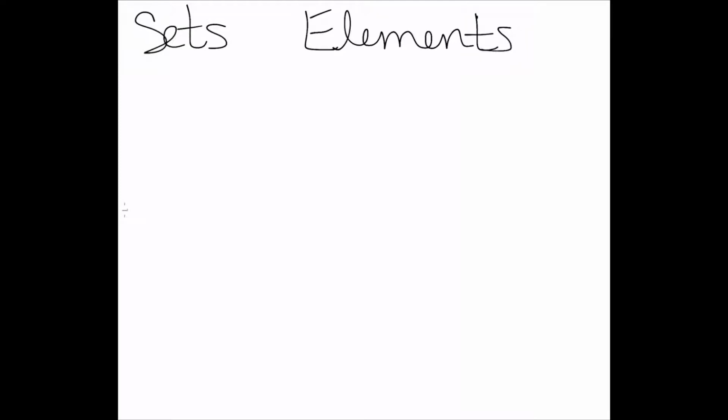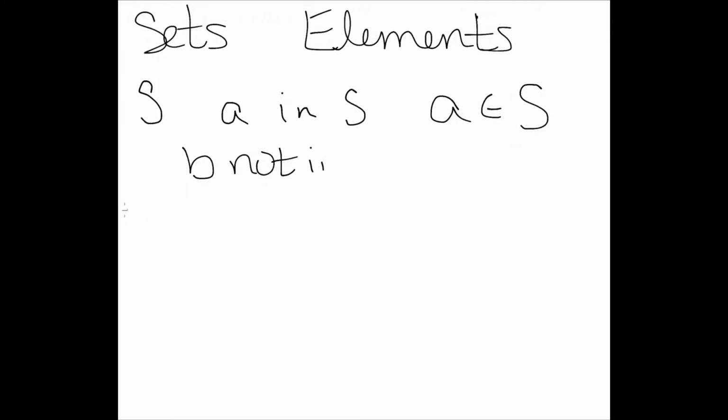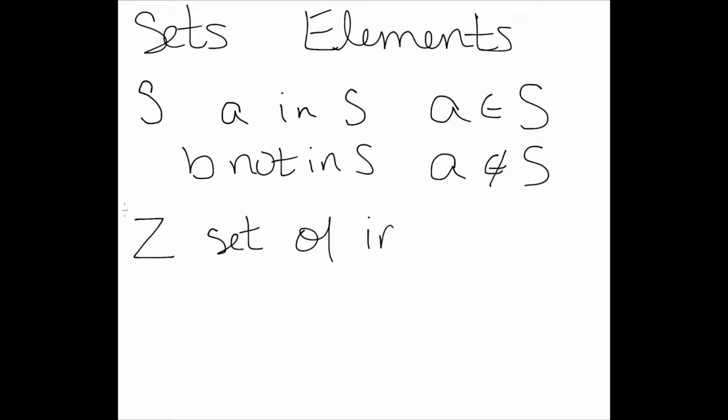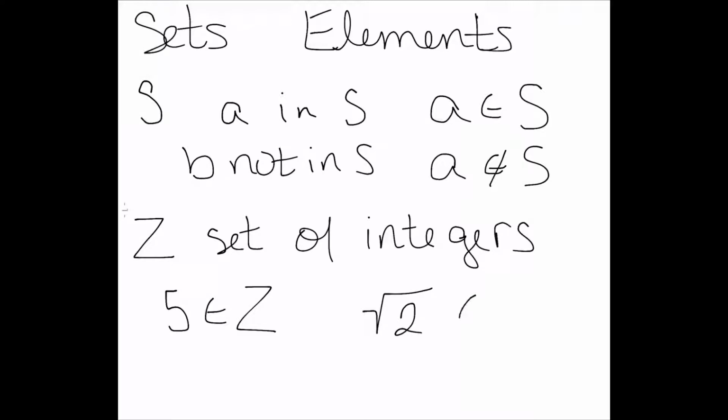So, some notation. If we call a set S, and A is an element in S, then we write a symbol like this. However, if B is not in my particular set, then I can draw a line through it to indicate that it is not in there. As an example, I'm going to let Z be the set of integers, and we talked about exactly what integers are in a previous video. So then I can say that 5 is in Z because 5 is an integer. However, square root of 2 is not in Z since square root of 2 is not an integer.